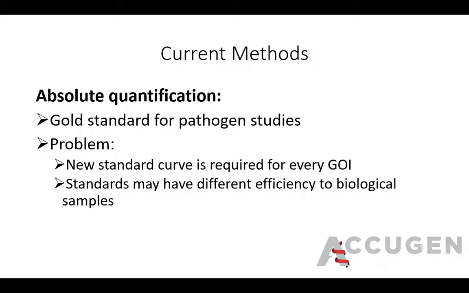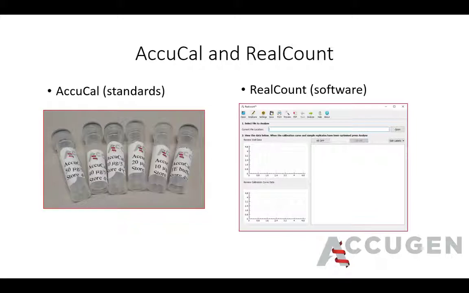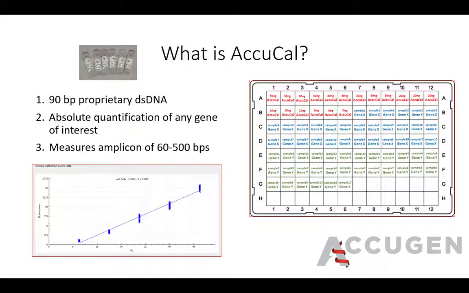Therefore, we aim to solve these problems by having a universal external calibrator that can measure multiple amplicon lengths and is not influenced by the amplification efficiencies. Accugen's product consists of Accugen, which are the DNA standards, and RealCount, which is a complementary software. Accugen itself is a 90 base pair proprietary double-stranded DNA, and it helps the RealCount software in generating a standard curve that looks like this.